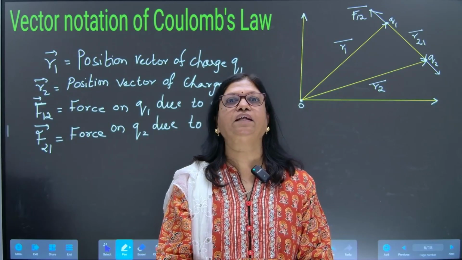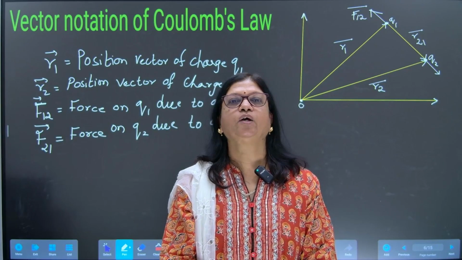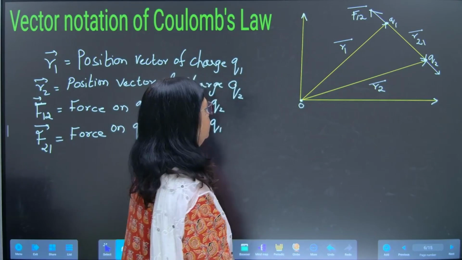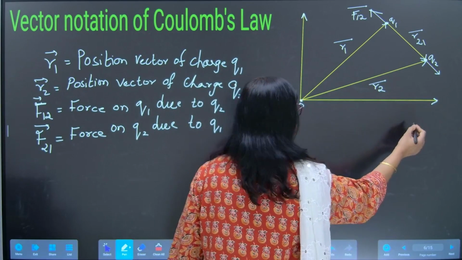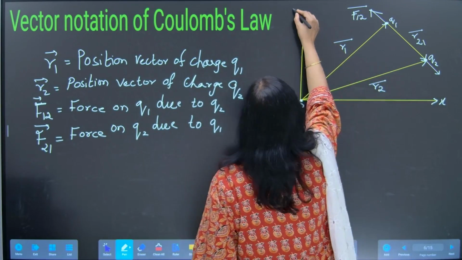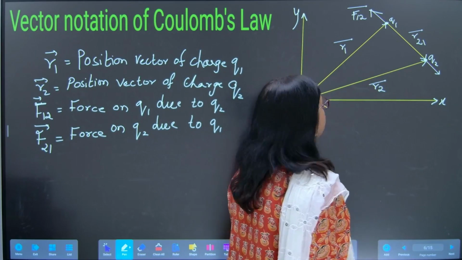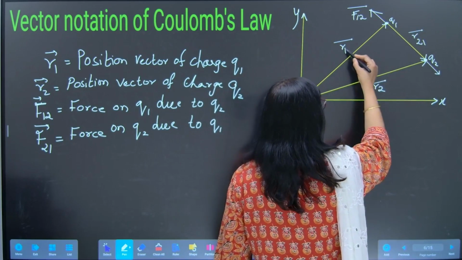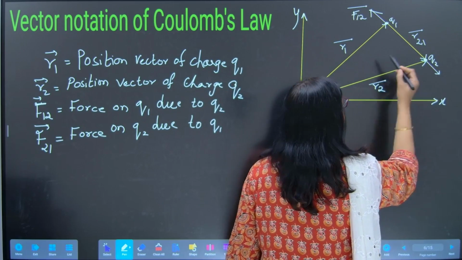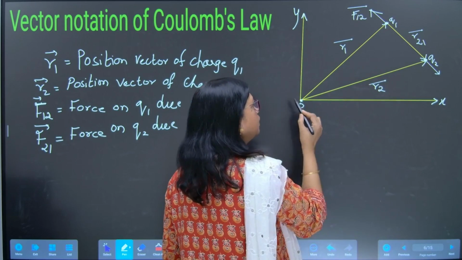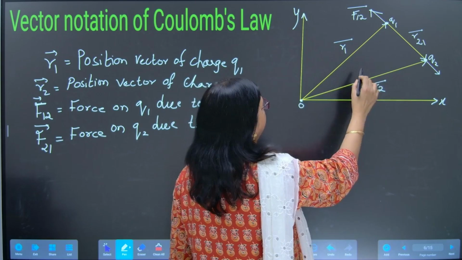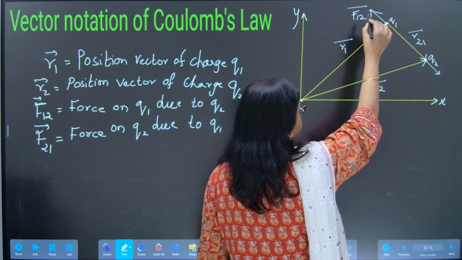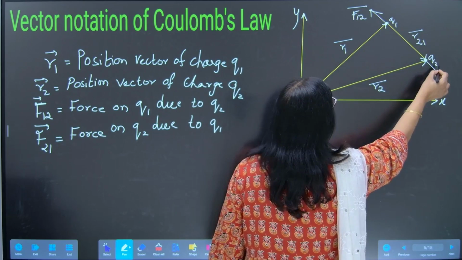Good evening, dear all. Let us begin today's class with the vector notation of Coulomb's law. As you can see here, we have a coordinate system of x-axis and y-axis with O as the origin. We have placed the charge Q1 at the position vector R1 arrow and Q2 at the position vector R2 arrow from the origin. Here we have the force F12, which is the force due to Q2 on Q1.